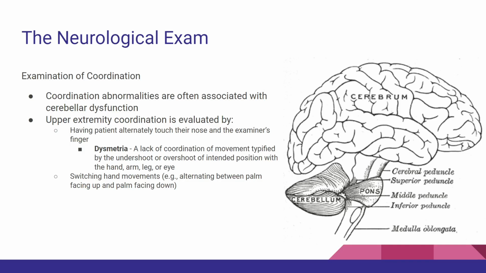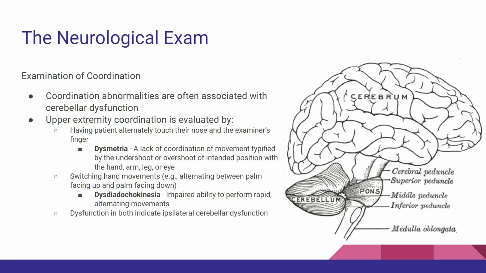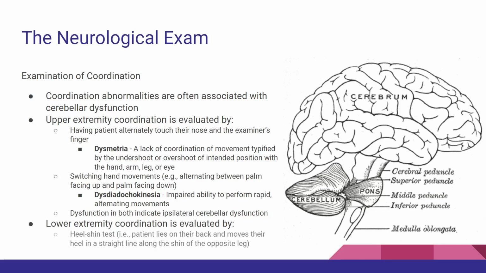Another test of coordination is alternating hand movements, things like going from palm up to palm down quickly. And for this, when there's dysfunction, it's called dysdiadochokinesia, and that's an impaired ability to perform rapid alternating movements. And the presence of either dysmetria or dysdiadochokinesia indicates ipsilateral cerebellar dysfunction, so along the same side of the cerebellum. For lower extremity, that's evaluated by what's called a shin-heel test.